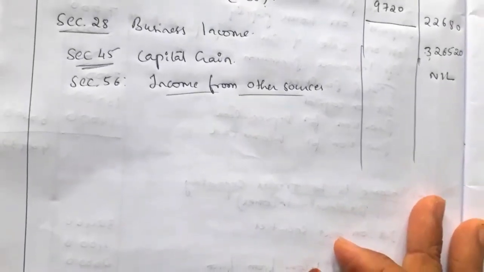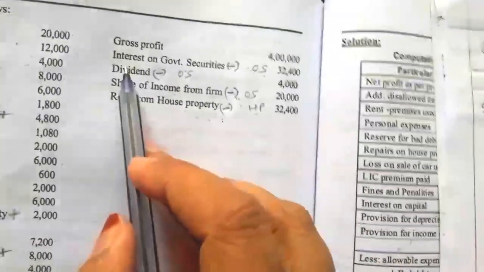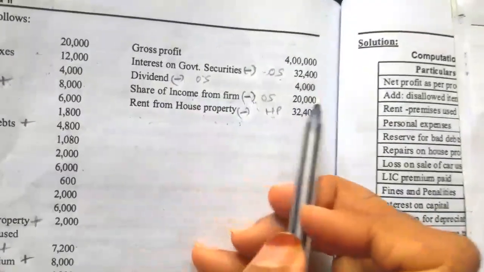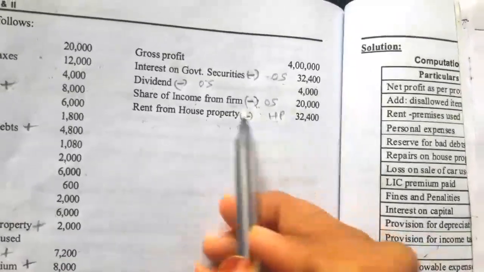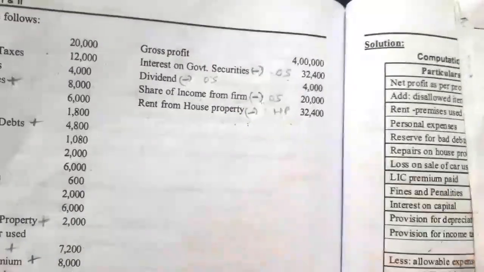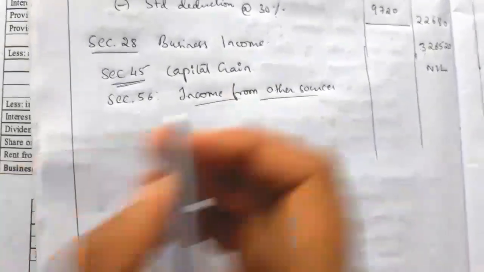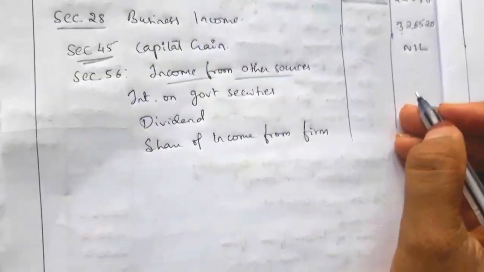Next, section 56, income from other sources. Here we have income from other sources, like interest on government securities, which is taxable. Dividend income is also income from other sources. Share of income from a firm is also income from other sources. There are no other items. Rent we have taken under house property. Now write the three incomes received from other source heads. We will write them one by one. Here the interest on government securities amount is 32,400.